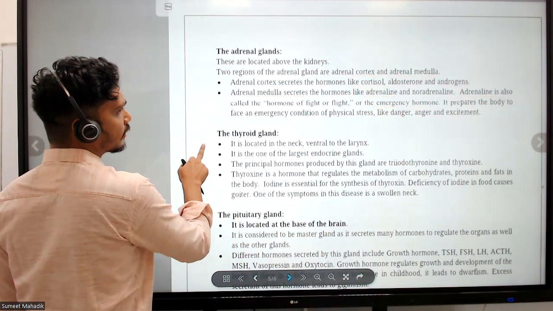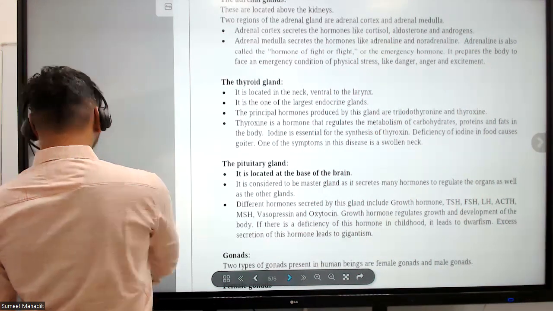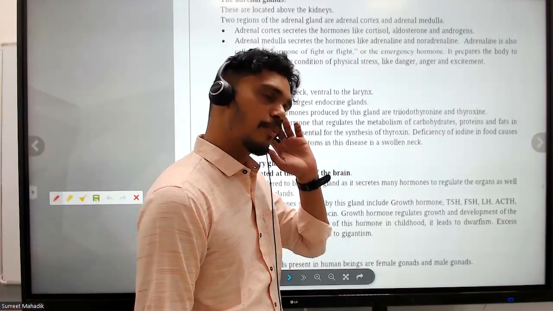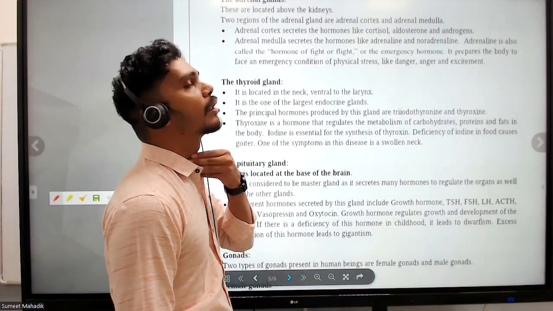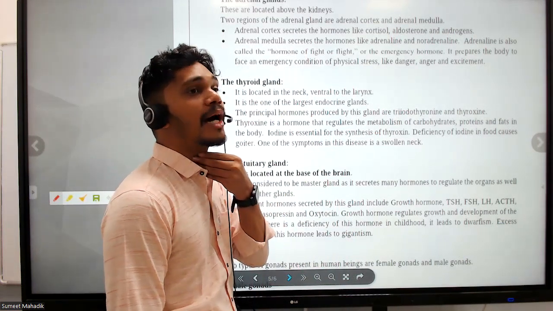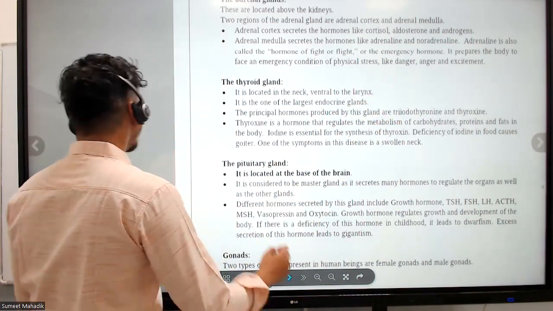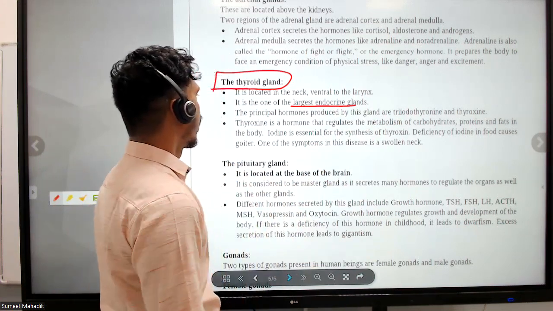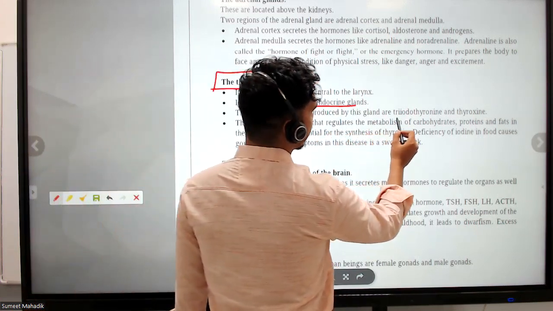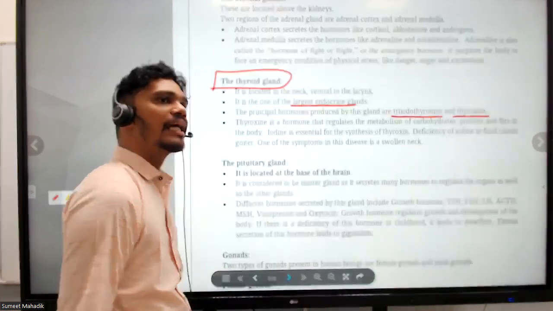Now, the thyroid gland. What are the thyroid glands? Who secretes thyroid hormone? The thyroid gland is responsible for that. It is located in the neck, near the vertebral column and larynx. What is the larynx? It's called the sound box. It is one of the largest endocrine glands. Which is the largest endocrine gland? Yes, thyroid. The principal hormones produced in this gland are triiodothyronine and thyroxine, T3 and T4.